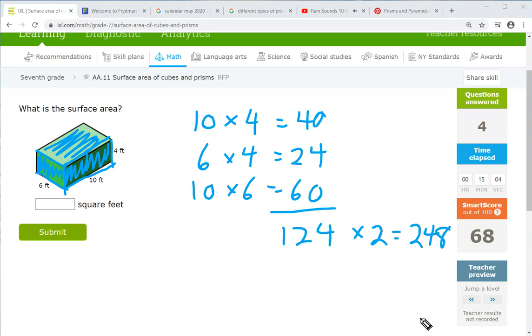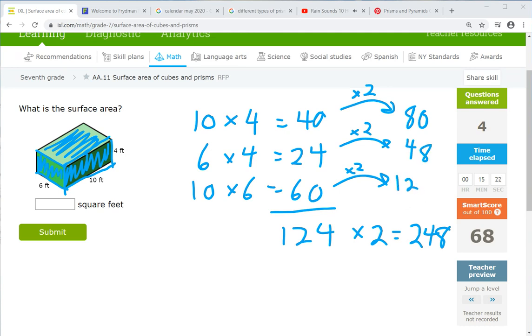Okay. You also could have done 40 times 2 and 24 times 2 and 60 times 2, and that would be 80, this would be 48, this would be 120, and when you add these up, you also get 248, right? Okay, so that would be the surface area.